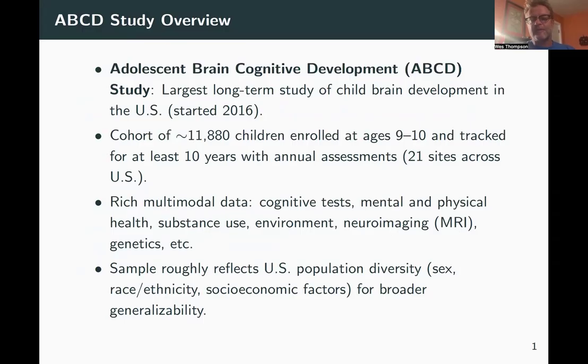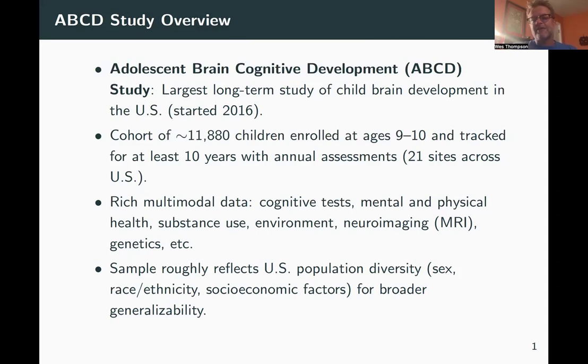The Adolescent Brain Cognitive Development study is the largest long-term study of child brain development in the U.S., starting in 2016. The study enrolled a cohort of almost 12,000 children who were ages 9 and 10 at baseline and are being tracked for at least 10 years with annual assessments in 21 sites across the U.S. I'm sure this is all information that you know, but the relevant fact for this talk is that this is longitudinal data, annual assessments for lots of measures, every other year for brain imaging, but many measures that have been taken repeatedly on the same individuals over time across the years. So this has resulted in a very rich multimodal data set, including cognitive tests, mental and physical health, substance use, environment, neuroimaging, genetics, and so forth.